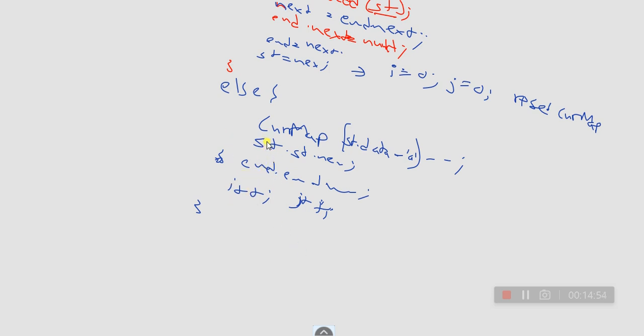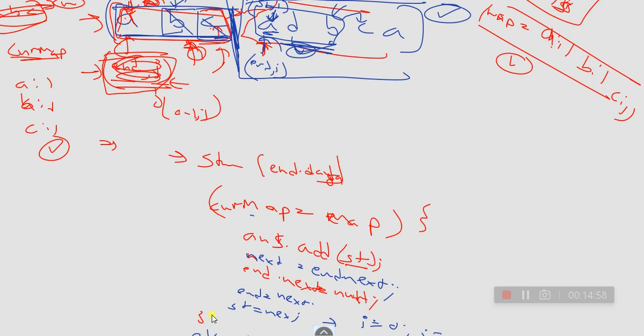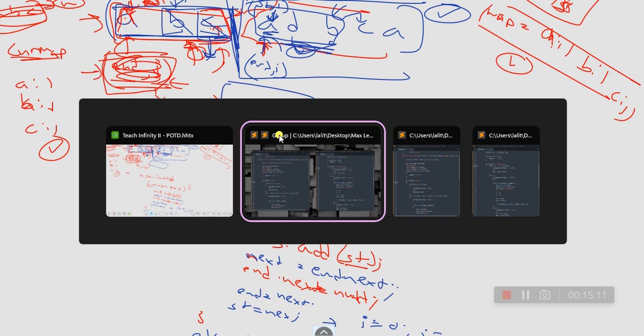Why am I not adding end dot data? Because we have already added that data when we enter into this window. For this C, you have seen that we have stored A, B, and when we come to this particular point, my condition for window size becomes true. Let me explain this particular thing in code.